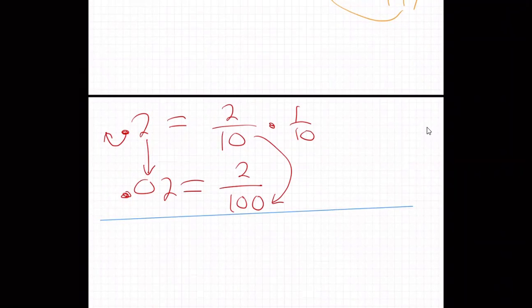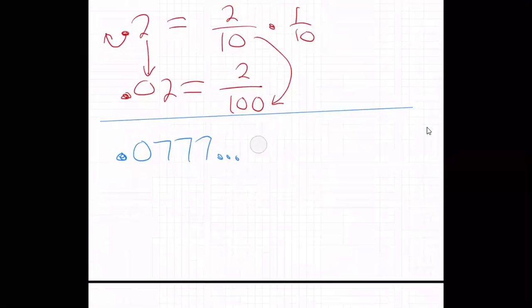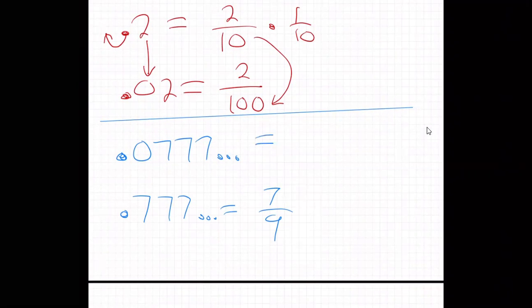They're going to give us 0.0, and then maybe they're going to have a 7 repeating forever. Now, we already know how to handle 0.7 forever. That's 7 over 9, right? We've already got that. So what are we going to do with 0.0 and 7s forever? What do you think is going to make that happen? 7 over 90. Well done.